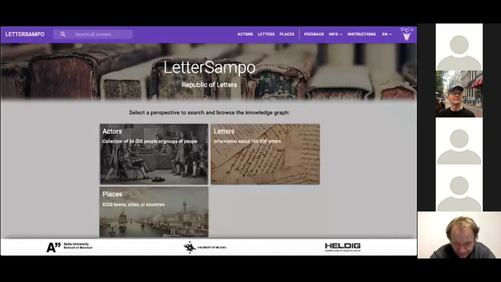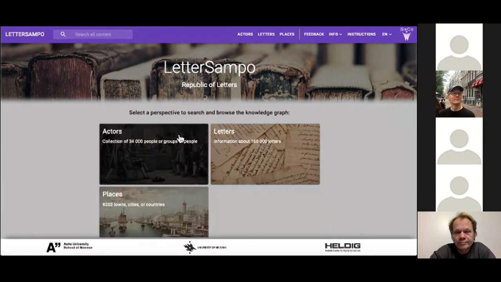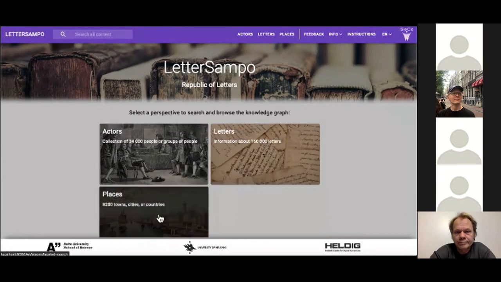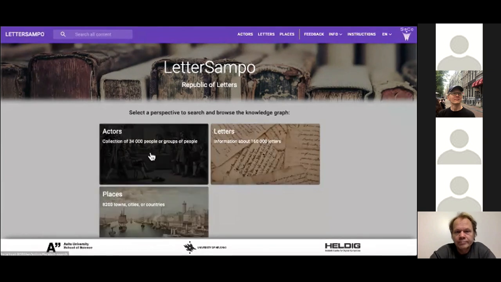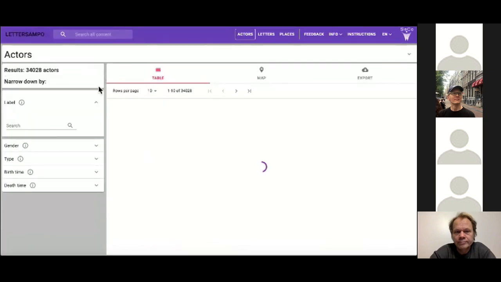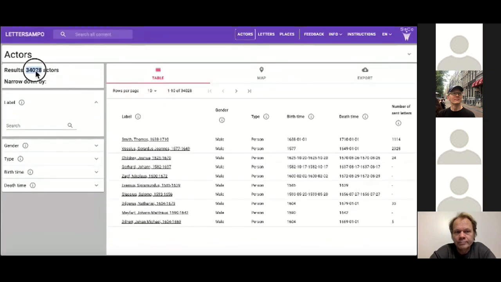We next illustrate this idea by showing examples on analyzing letter data by using the Letter Sampo demonstrator. This is the main entry page for the Letter Sampo user interface. The application consists of three perspectives to the underlying data: the actors, the letters, and the places. The underlying dataset in this example contains information about a total of 34,000 actors. By actor we mean an individual person or group of people like universities or religious organizations.